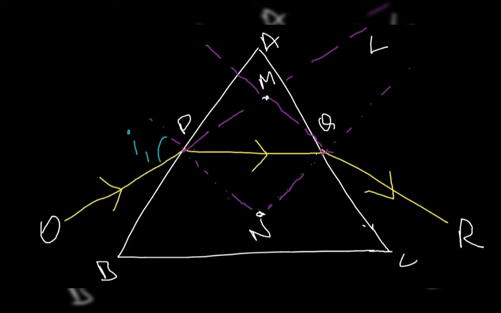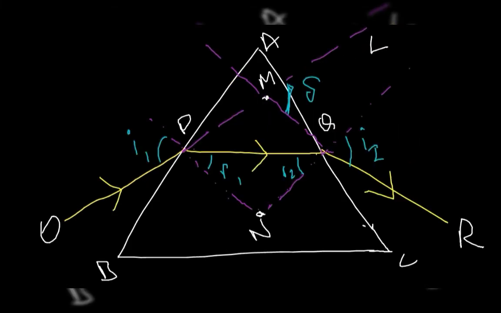Now what is the emergent ray? This line is my emergent ray. The emergent ray's angle from the normal is my emergent angle, and I am writing it I2. Let's say this angle is R1 and this one R2, and this angle is called the angle of deviation, or delta.